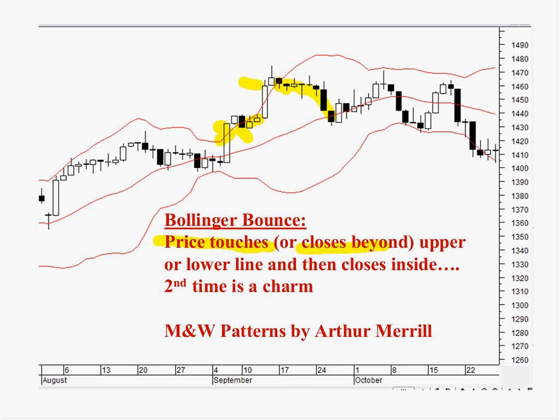Then we had choppiness and reversion back to the mean. And that's the idea here, is that when price closes outside the band, it tends to revert back to its mean. See, often when it touches, it goes to the mean, touches, goes back to the mean. Now, say here, second time is a charm. The reason is because you can use Bollinger Bands to really tee off on a methodology devised by Arthur Merrill back in the 1960s, M and W patterns.